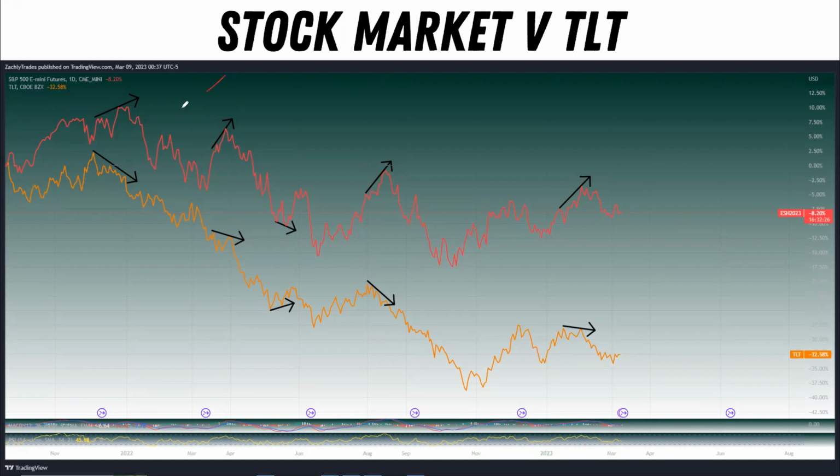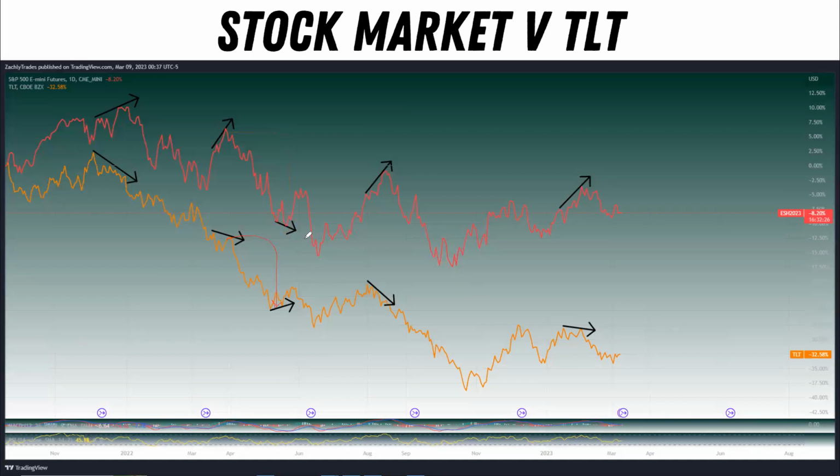Now, what we're looking at here is the S&P 500 futures in red, and we have TLT in orange. The reason I say it's a leading indicator is because anytime there's been a divergence between the S&P 500 and TLT, the stock market has followed the divergence, and essentially what TLT is doing. So if you see here, we're making higher highs on the S&P, we're making lower highs on TLT, right? And eventually after that, you see the S&P 500 follows TLT and goes in a downtrend, right? And the same thing happens over here. TLT is making lower highs, S&P 500 is making higher highs, and then we see a sharp pullback afterwards, and it follows what TLT is doing.